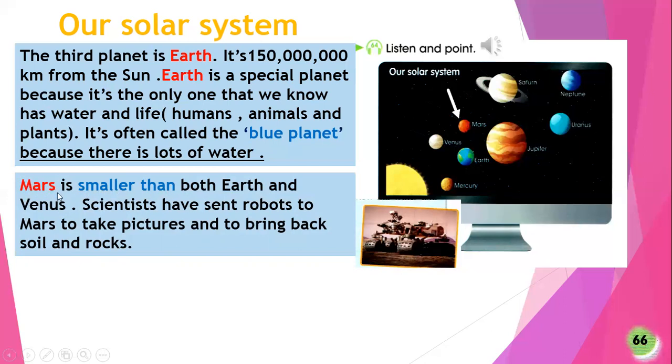Mars is smaller than both Earth and Venus.